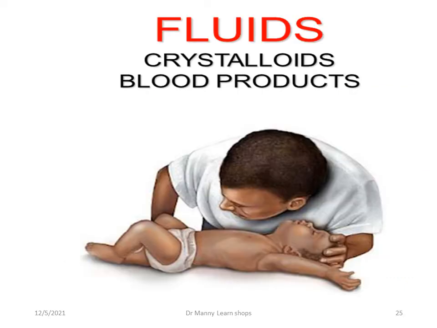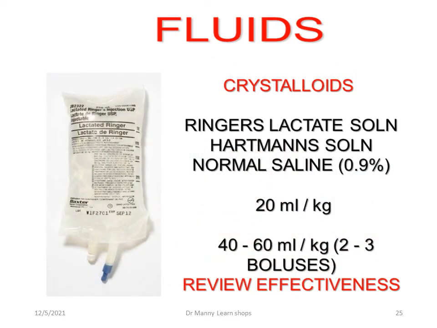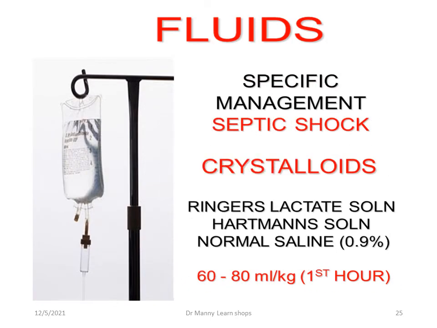When it comes to fluids, we're talking about crystalloids and blood products, essentially. With crystalloids, we can include Ringer's lactate, which is also known as Hartmann's solution, and normal saline. And this is given at 20 mL per kg, in 40 to 60 mL per kg boluses, after which we review effectiveness. Specific management for septic shock includes crystalloids, Ringer's lactate, Hartmann's solution, normal saline at 60 to 80 mL per kg in the first hour.